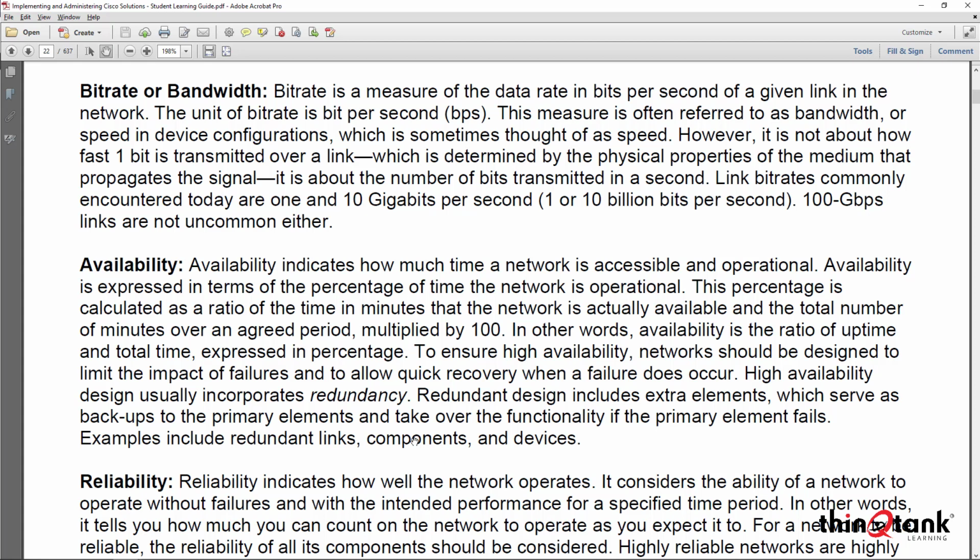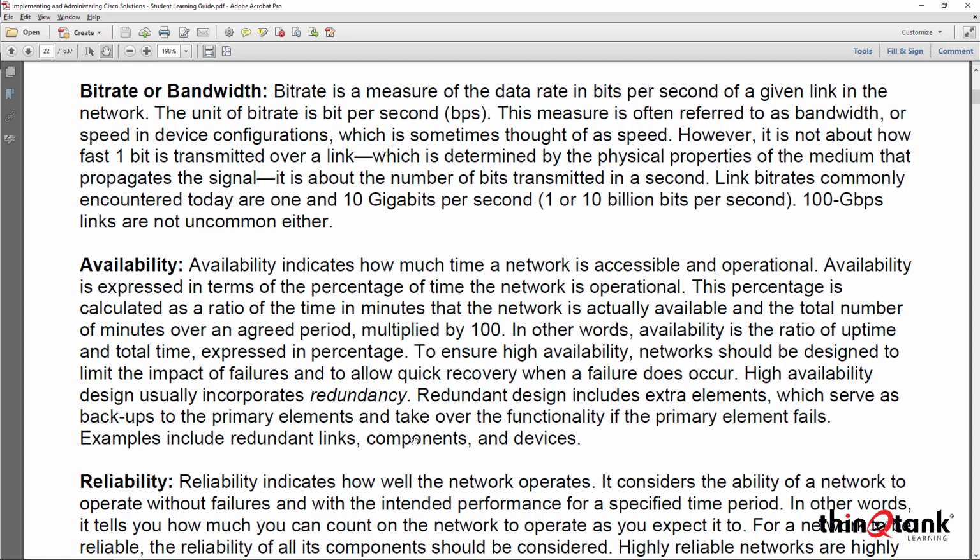If I go to an interface and I change the bandwidth of an interface, for example, by using the bandwidth command, I'm not changing the actual throughput of that interface. I'm changing the theoretical representation of the bandwidth of that interface. So I'm changing how QoS is going to analyze that interface. I'm changing how routing protocols are going to analyze that interface. So that's a pretty important distinction.